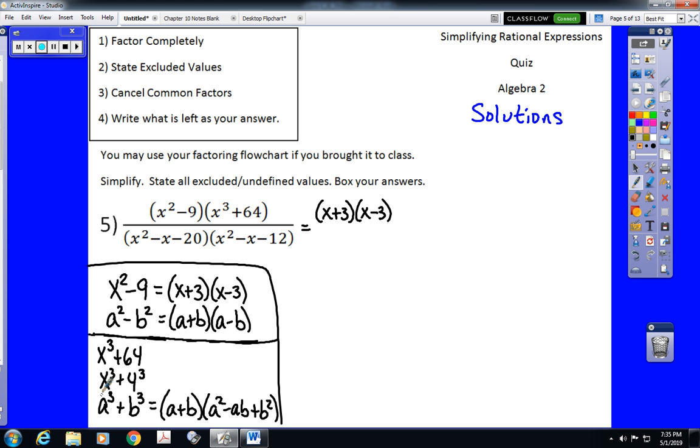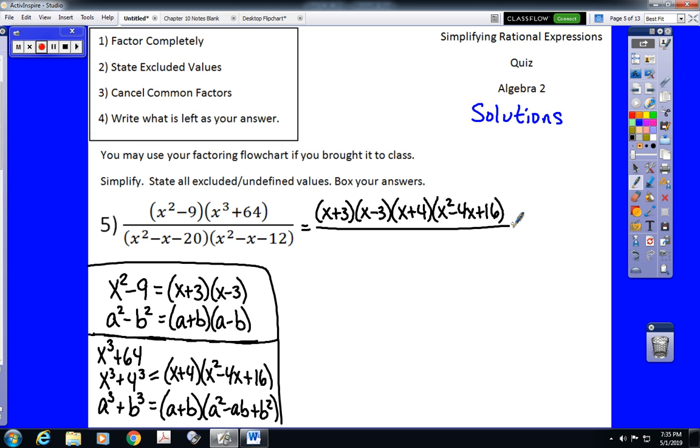So if you look, a is x and b is 4. So that would factor into x plus 4 times x squared minus 4x plus 16. That trinomial will never factor again. So our other two factors in our numerator are x plus 4 and x squared minus 4x plus 16.